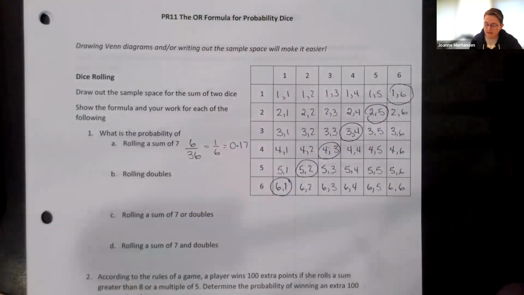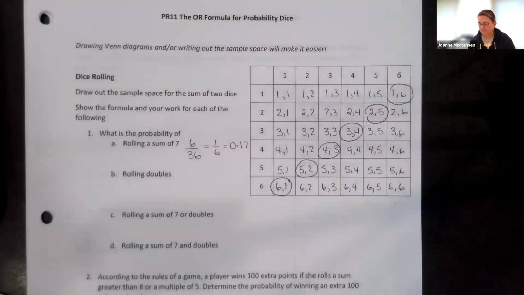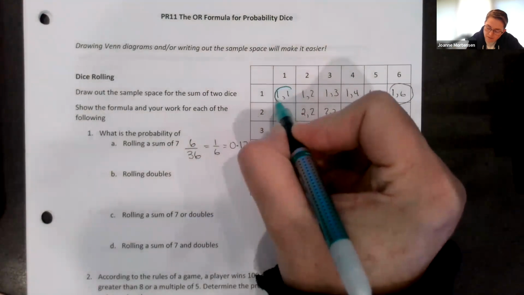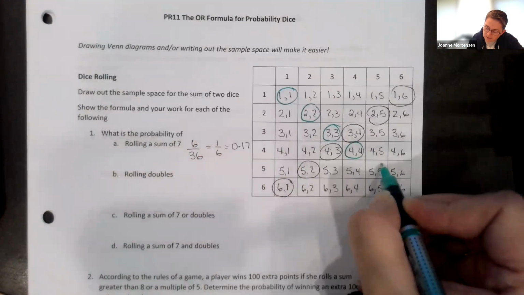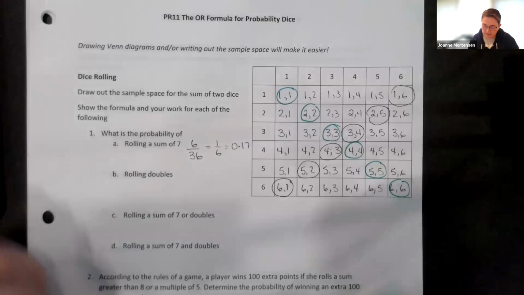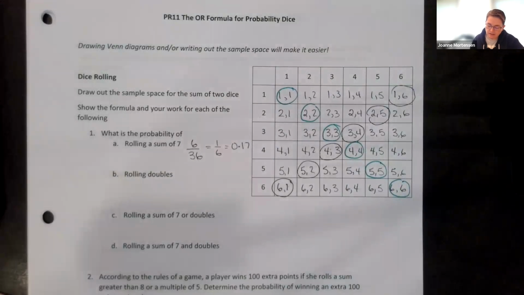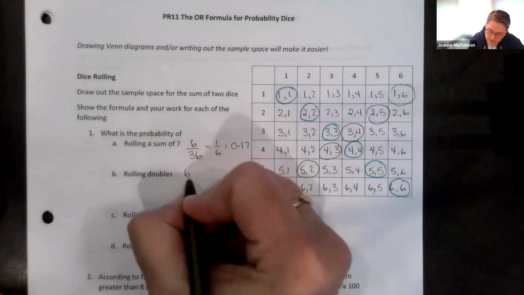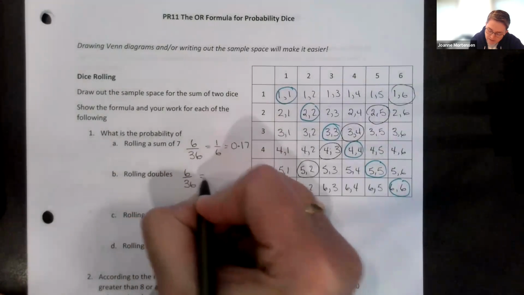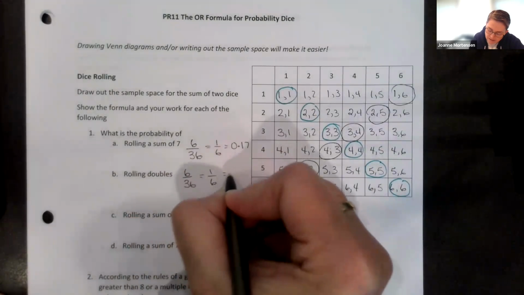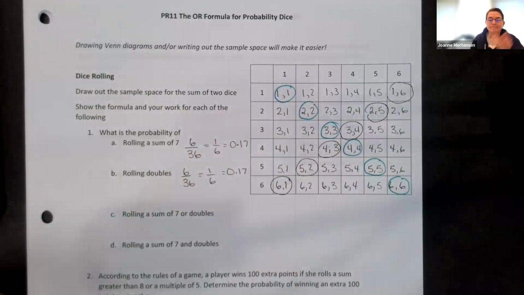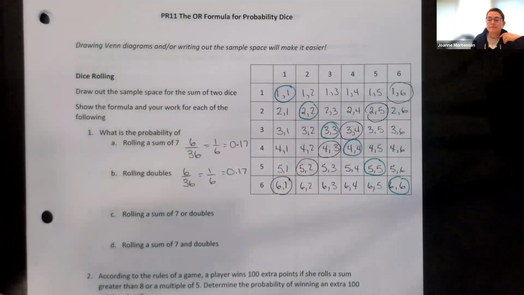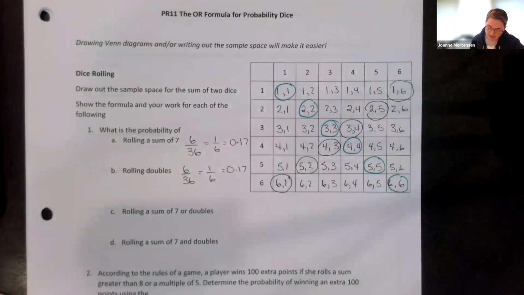All right, rolling doubles. 1, 2, 3, 4, 5, 6. That's also 6 out of 36, which is equal to 1 out of 6, 0.17. You don't need this step. That's habit, reducing fractions.